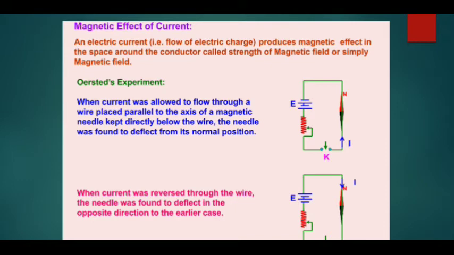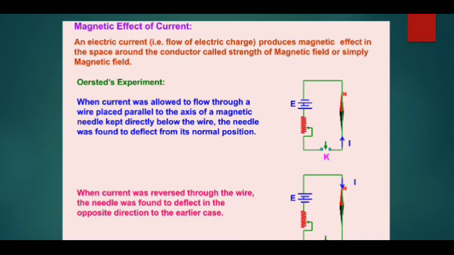In this experiment, when the current is allowed to flow through a wire placed parallel to the axis of the magnetic needle kept directly below the wire, the needle was found to deflect from its normal position. At the same time, when the current was reversed through the wire, the needle was found to deflect in the opposite direction to the earlier case.